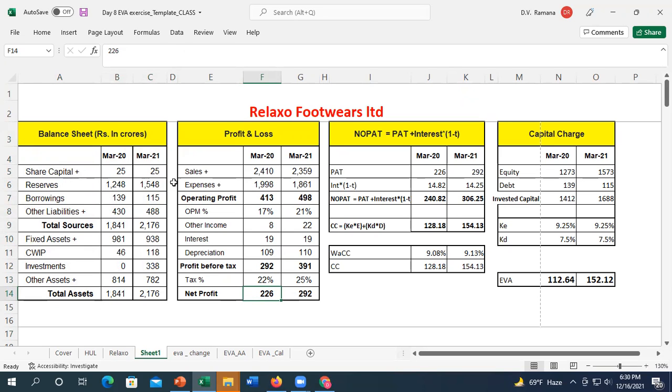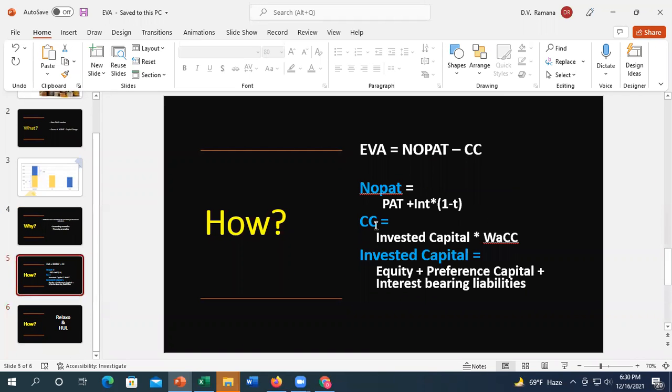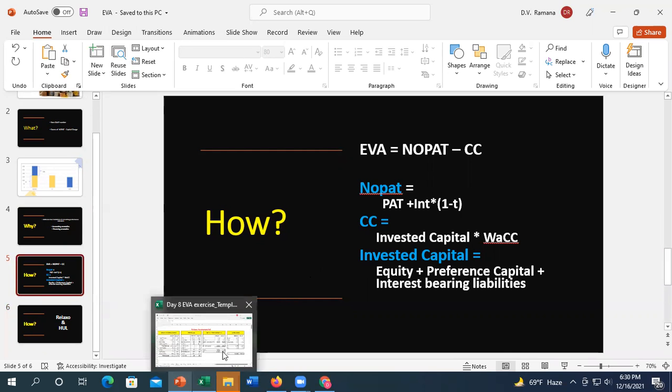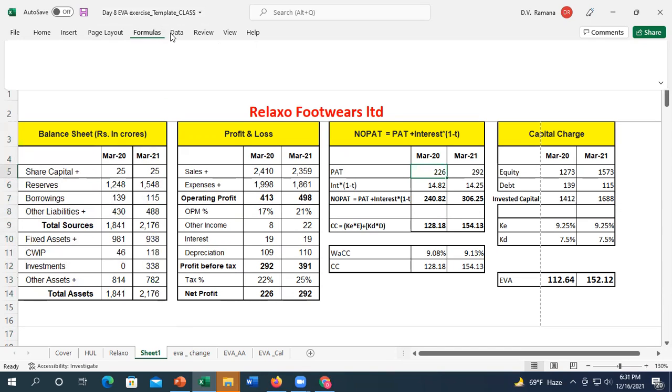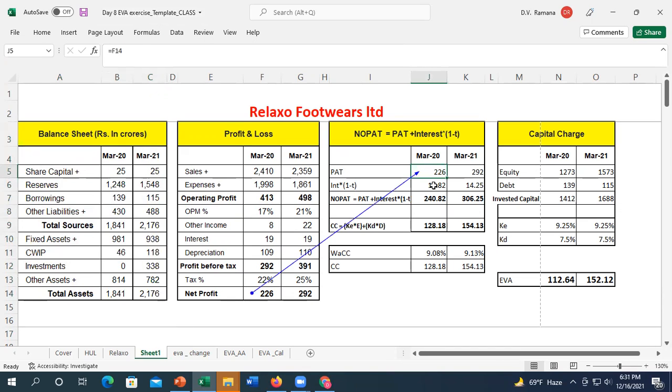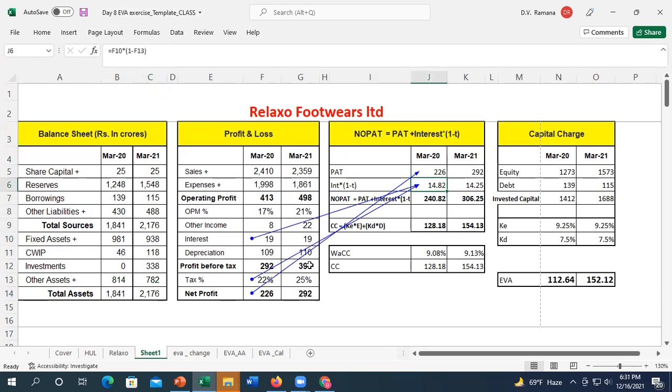So you have the income statement and the balance sheet. Let us calculate the NOPAT. As we have just seen, NOPAT is equal to PAT plus interest into 1 minus T. So NOPAT is 226 plus interest, which is 19, into 1 minus T.